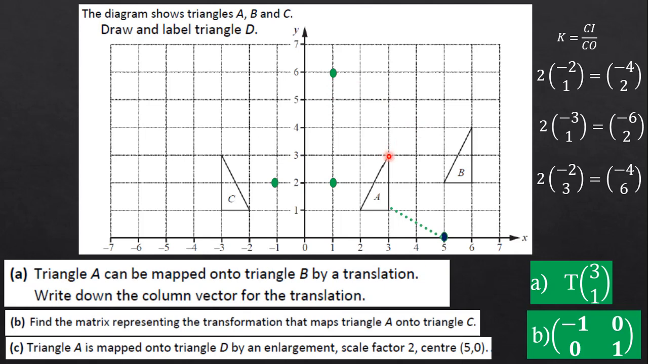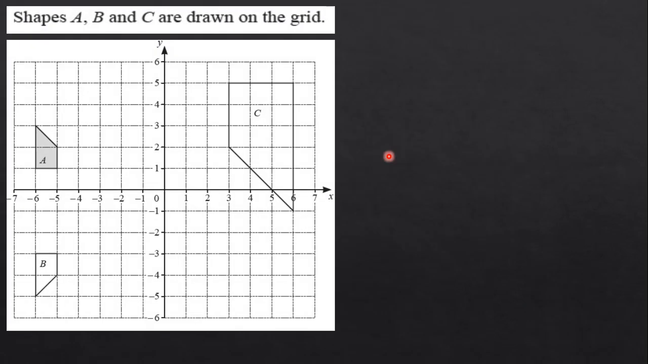Now if we connect them together, we will be able to find the image of A represented by the triangle D. To better understand the transformation, let us solve one more problem related to the transformation. Students, just consider this Cartesian plane. You are given the shapes A, B and C. They are drawn on the grid.